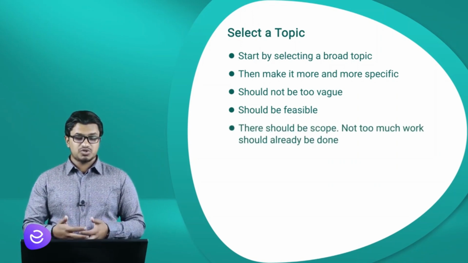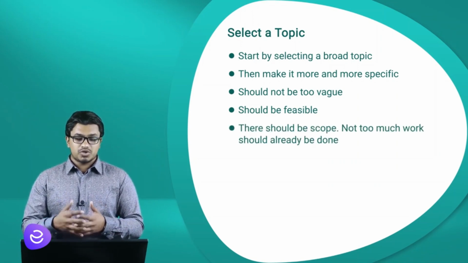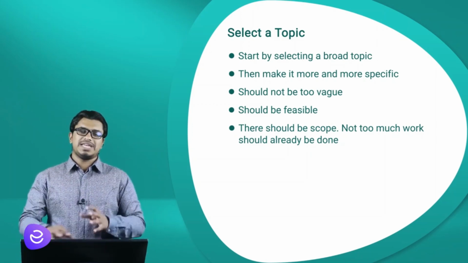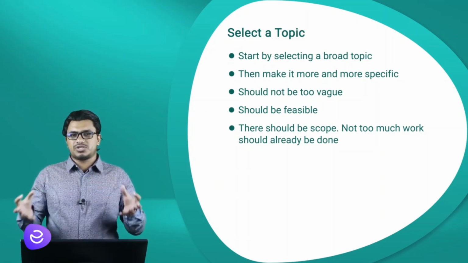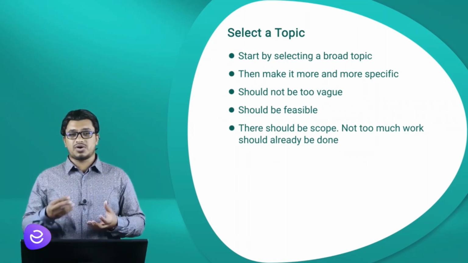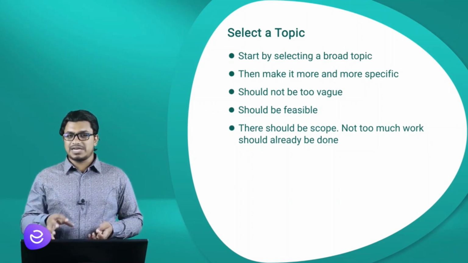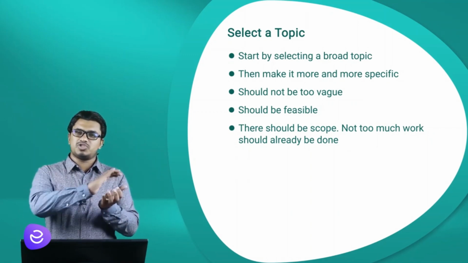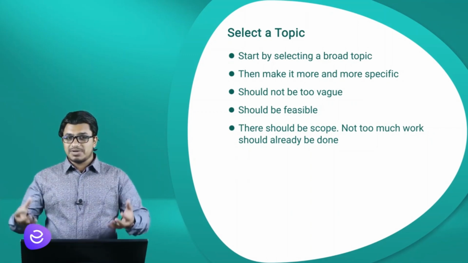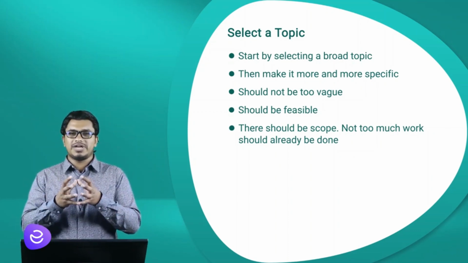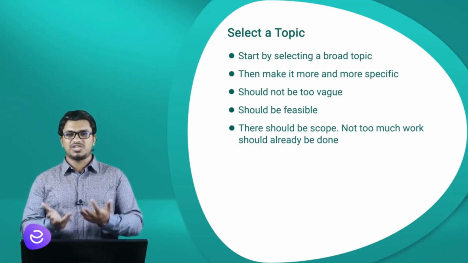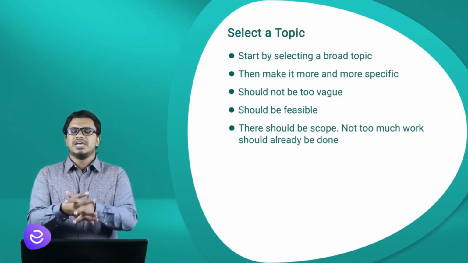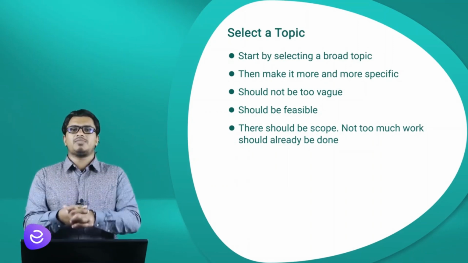Then the next one is that there should be a scope. Not too much work should already be done in that area. In any area you take, there will be at least one or two researches or investigations that might have happened. But if you are taking a topic in which too much work has been done, for example, in the case of India, people have already studied a lot about customer satisfaction, customer preference, customer awareness, customer perceptions, brand loyalty. People have already studied a lot about these areas.